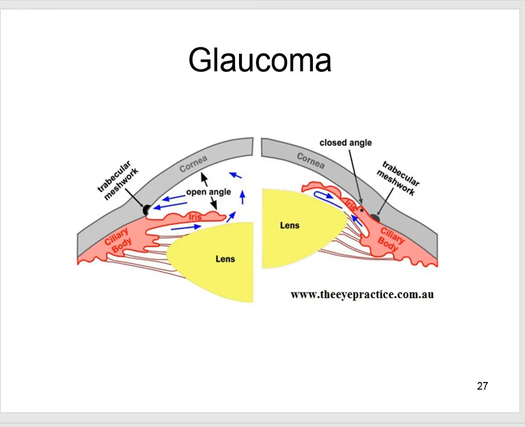So now we're going to finish up with the eye chapter, and we're going to start off with glaucoma. Now, normally the aqueous humor is formed by the ciliary body, flows into the anterior chamber, and leaves the eye at the angle where the cornea and the iris meet. Okay, so that's this angle right here.